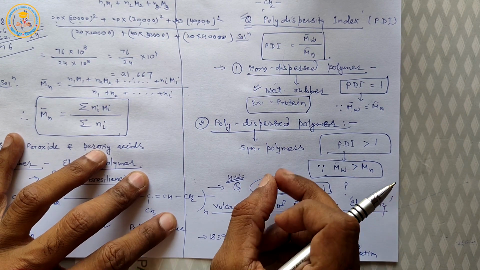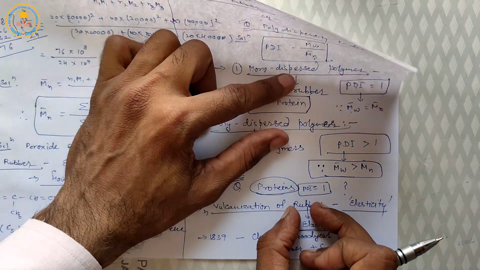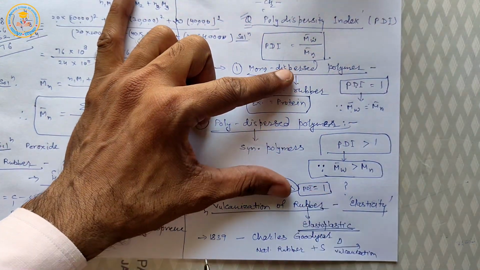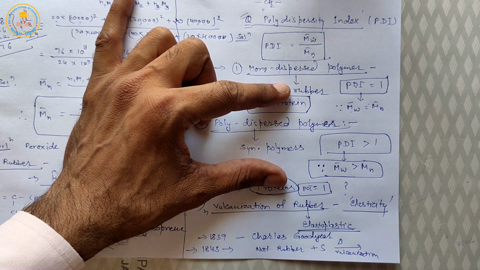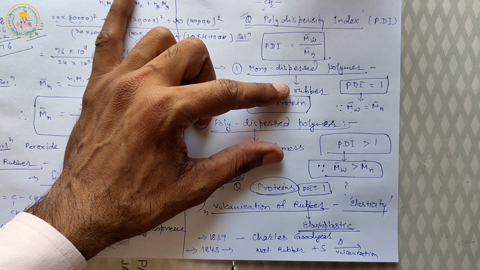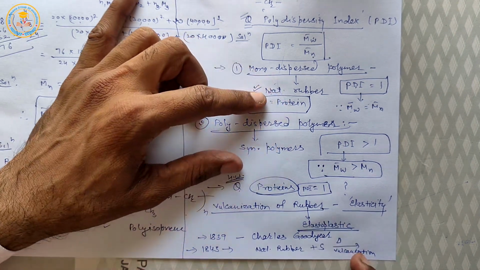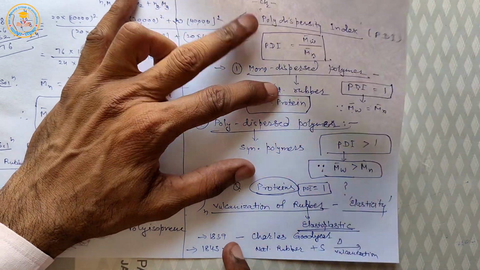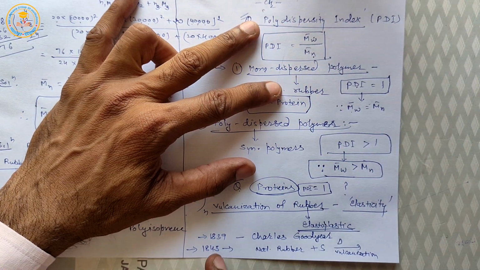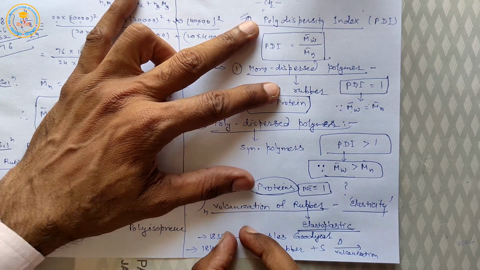And in 1843, the patent of it was taken by Thomas Hancock. So the vulcanization process was discovered by Charles Goodyear in 1839, and in 1843 the patent was taken by Thomas Hancock.